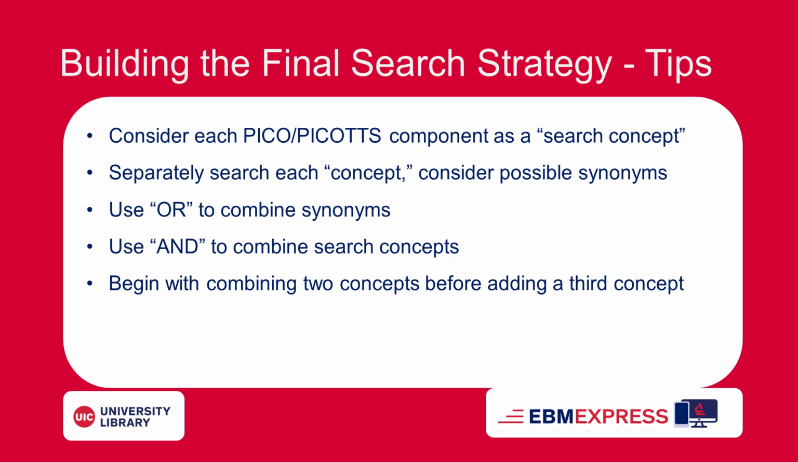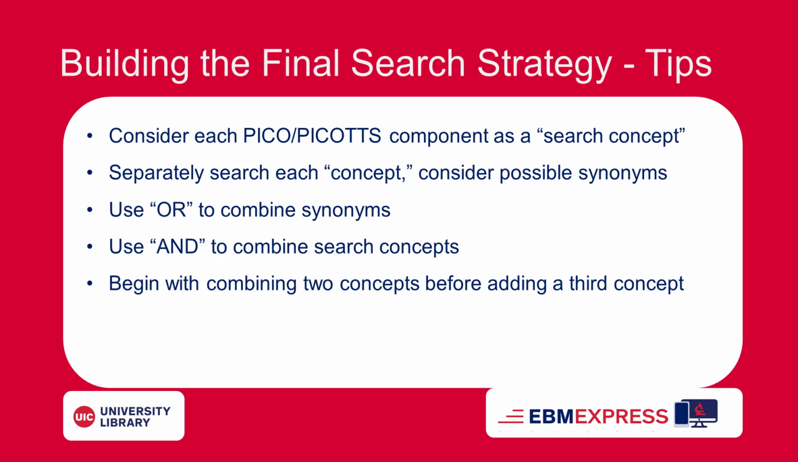Some tips to keep in mind as we start building the search strategy. The first tip is to consider each PICOTTS component as a separate search concept to develop independently of the other concepts. For each search concept, think about possible synonyms or alternate terms. The next tip is to combine synonyms with OR to capture the relevant articles on the one component. To determine which articles have two or more search concepts in common, use AND.